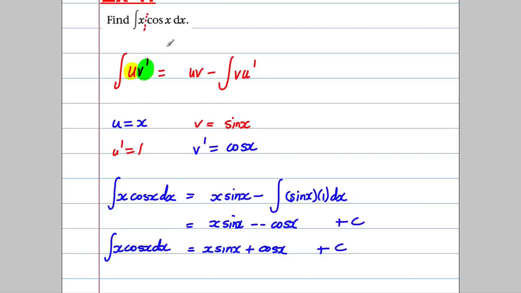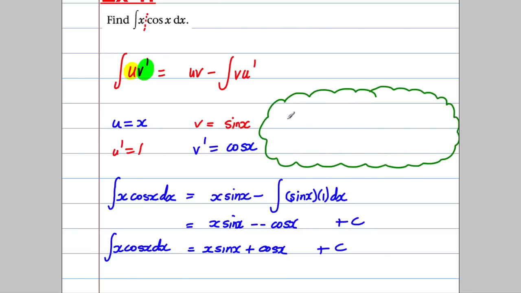Now, let's just have a quick think over here. What if I chose my u and my v dash differently? What if I said my u was equal to cosine x and my v dash was equal to x? Then my u dash, well, I can differentiate that easily, it's negative sine x, but my v would be a half x squared. And if I applied this formula, uv, subtract the integral of vu dash, would be a half x squared sine x, a negative of that, which I can't integrate easily. I've just made that more complicated.